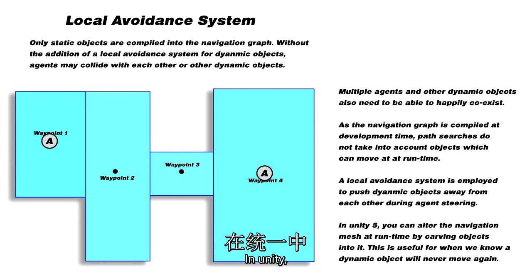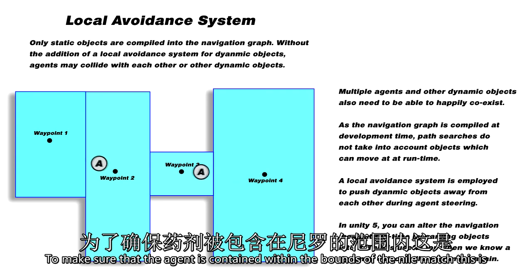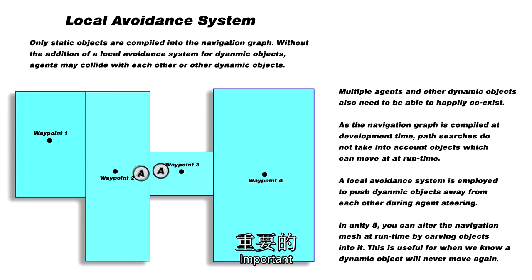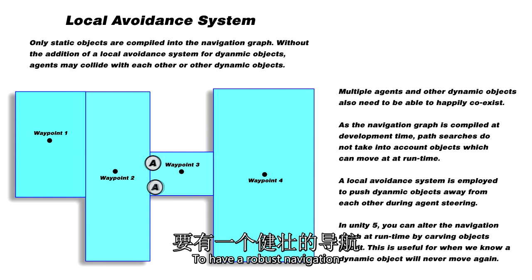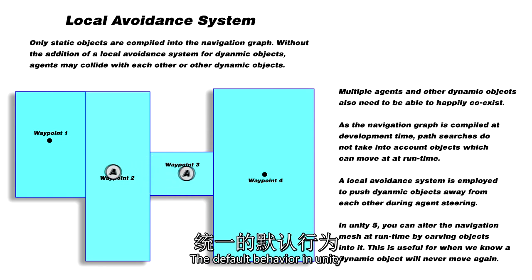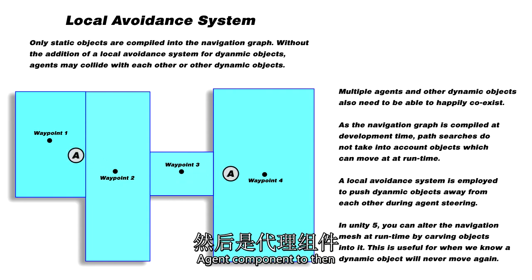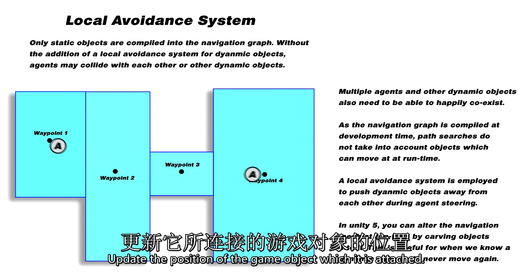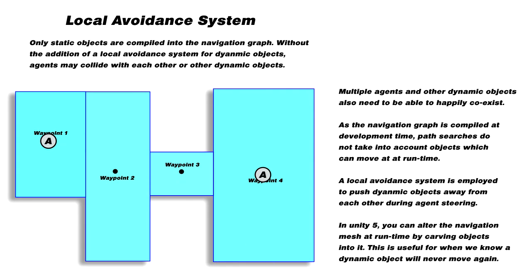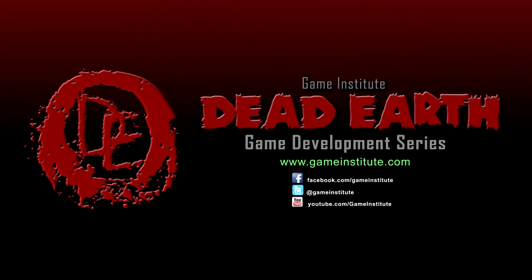Finally, in Unity, the agent velocity is tested and modified further if necessary to make sure that the agent is contained within the bounds of the NavMesh. This is important to have a robust navigation system. With the final velocity agreed upon, the default behavior in Unity is for the NavMesh agent component to then update the position of the game object to which it is attached. So all of this movement happens automatically from our perspective.